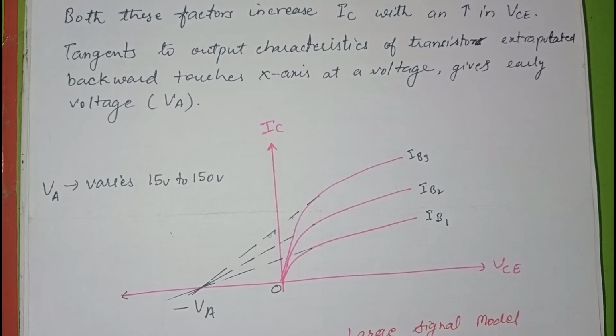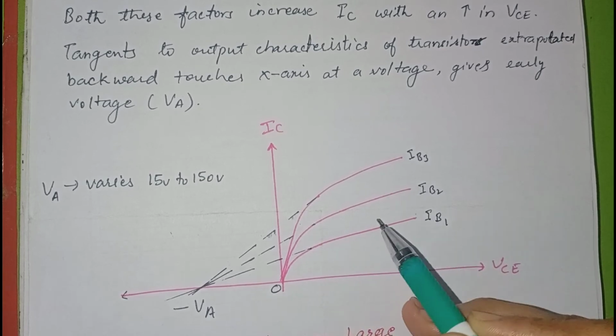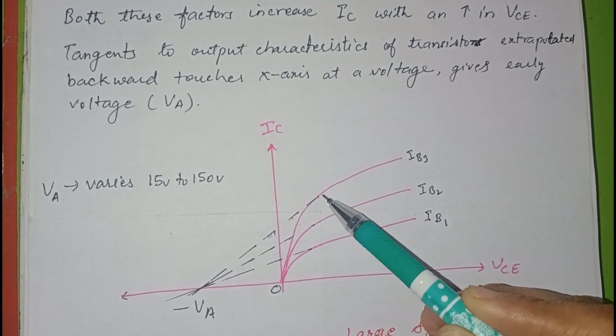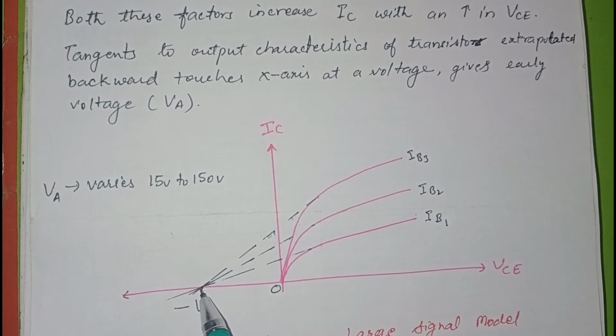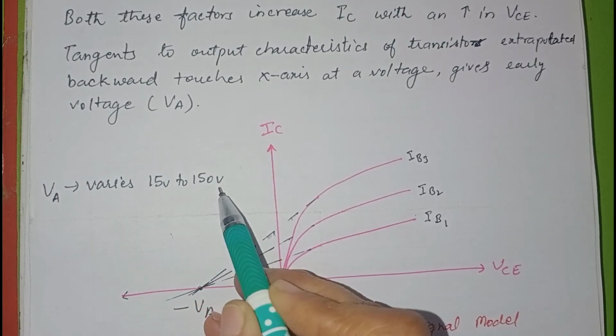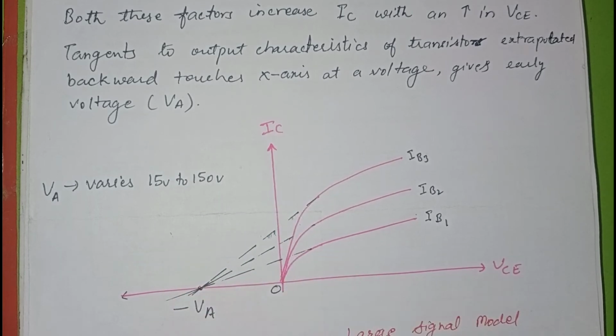Now we'll find the early voltage due to this early effect or the base width modulation. These are the output characteristics of the common emitter configuration. When we extrapolate the tangents to these curves backwards, these tangents meet at a point on the x-axis, and this point is called early voltage. The early voltage varies from 15 volts to 150 volts and it is lesser for the smaller device.